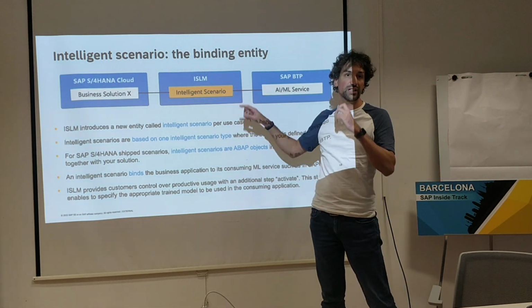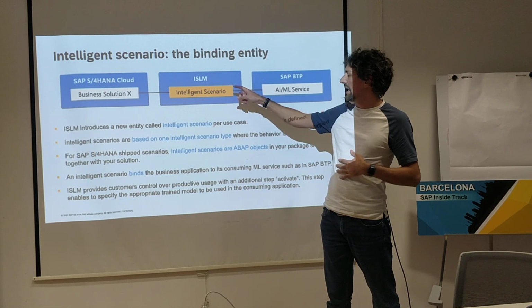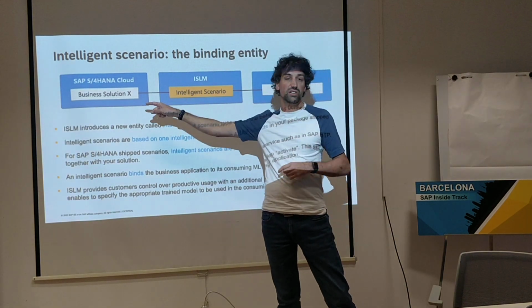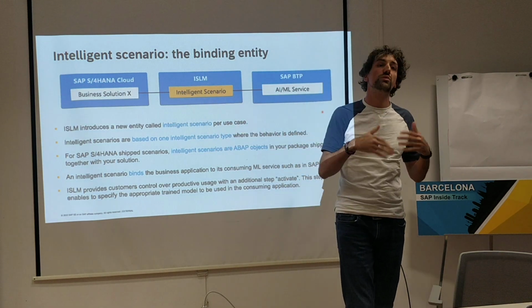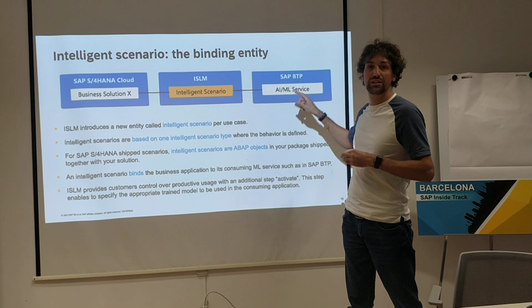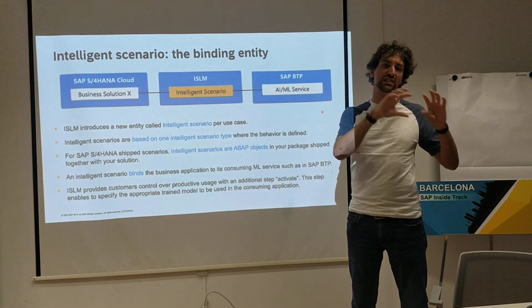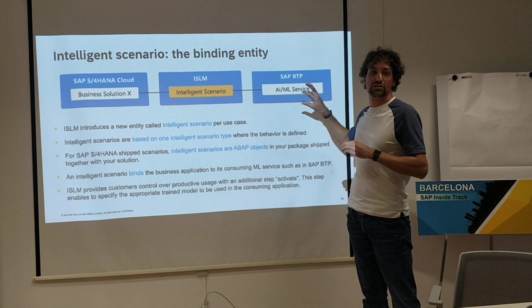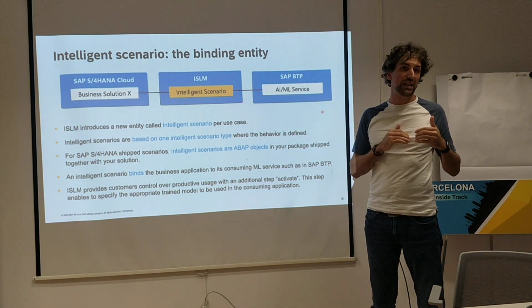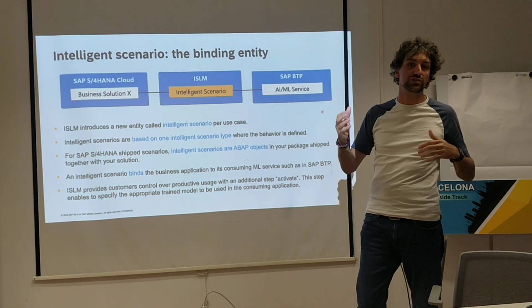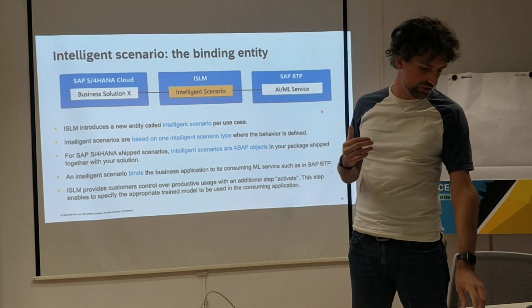That's also enabled by the ISLM framework itself. The scenario is connected to a business solution, which means at the end a process, an application, and then in BTP you have a service, and this service is then connected to the scenario. This part is optional in the sense that you can have an embedded scenario. As I said, if it's embedded, you don't have the BTP side or the external service. If it's side by side, you have it as well.